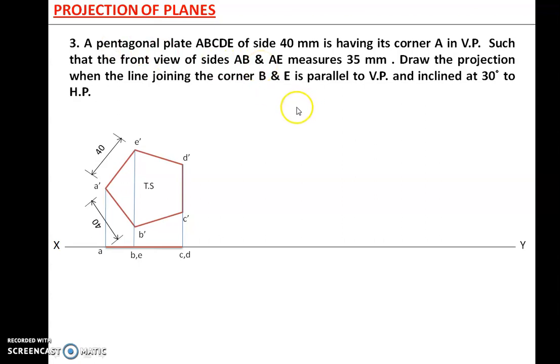If you don't read the problem correctly, you may assume that now I have to incline the line. I can see 30 degree here, so I will directly take 30 degree here. But 30 degree is with which plane, you have to see it. It is with HP, and inclination with HP will be used in front view. You cannot use it in top view.